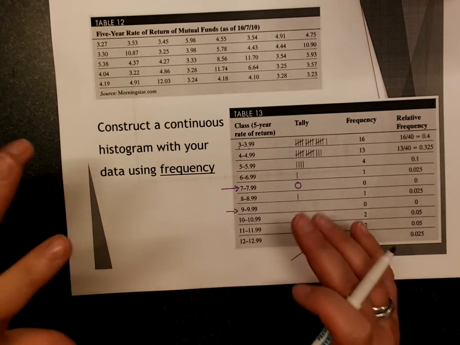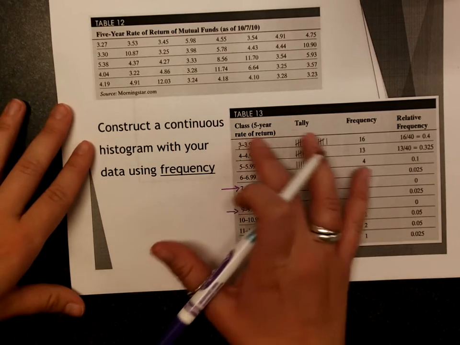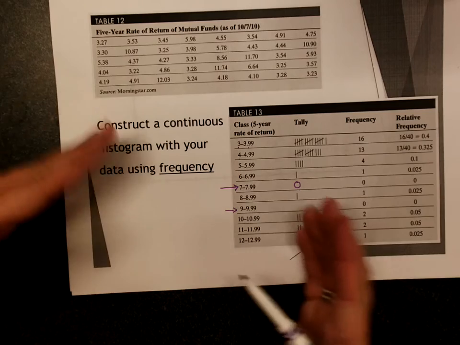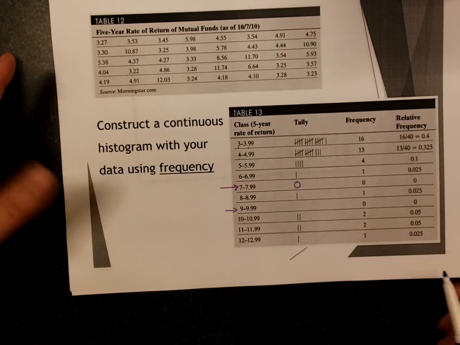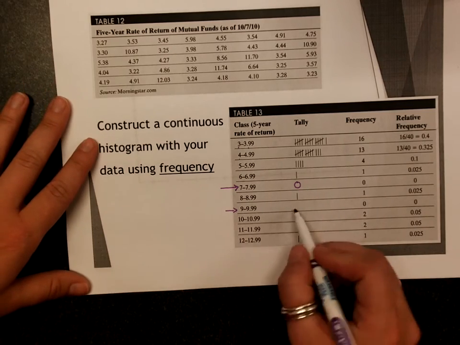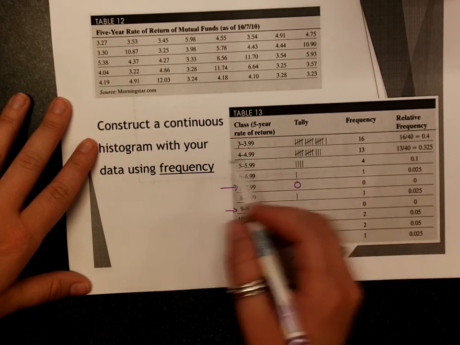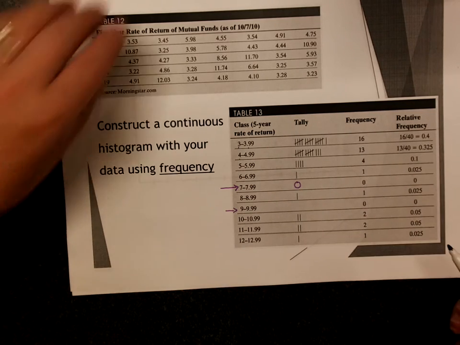If you have to do it yourself, you just have to use your best judgment and decide how you're going to separate the classes. You don't want too few classes, you don't want too many classes. But for this course, these will be done for you, ready to go. And then you can do your frequencies, how many of each, and your relative frequencies.